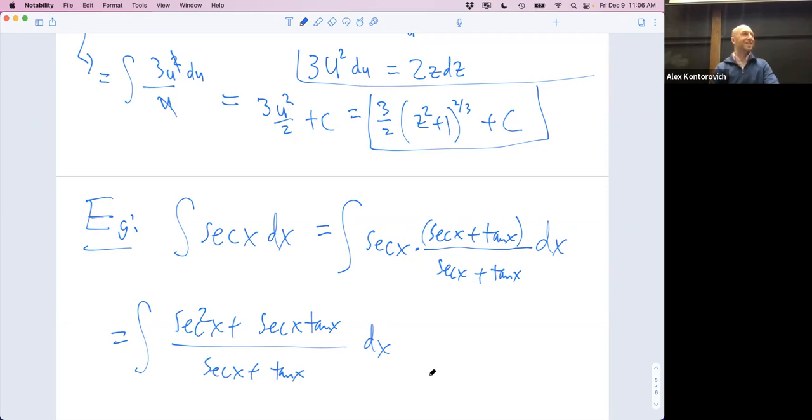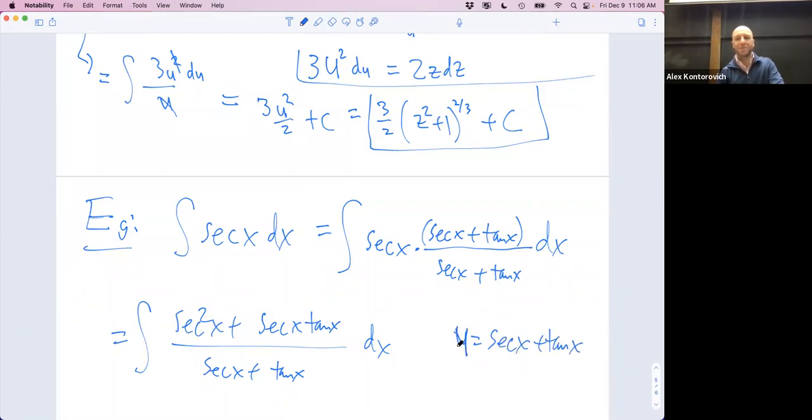What do you notice? What's the derivative of tan? Secant squared. What's the derivative of secant? Secant tan. How crazy is that? So let's u-sub the denominator. Exactly. U is secant x plus tan x.